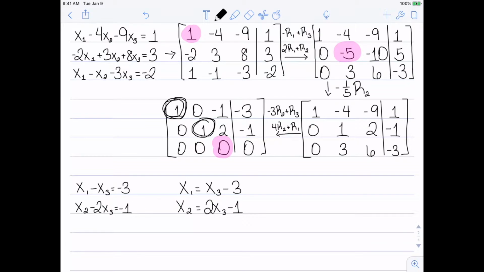x3 does not correspond to a pivot column. There's no pivot in the third column, which makes it a free variable. So x3 can be any value we want it to be. So the idea is we get to pick the free variable to be what we want, and then we have very clear definitions for what x1 and x2 do. Any value you pick for x3, we can find a solution to this system, which is the idea of the infinite number of solutions.